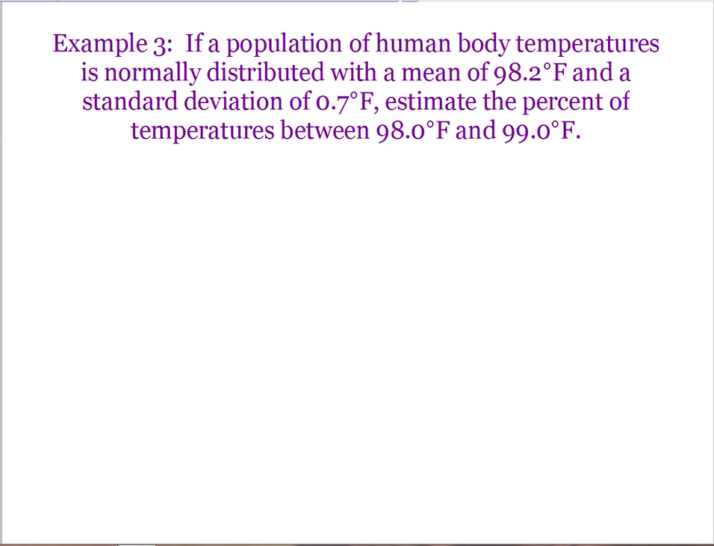So let's look at an example. Let's say that we have a population of human body temperatures, right? That means we've measured hundreds, maybe thousands, maybe tens of thousands of body temperatures, and we found that they were normally distributed with a mean of 98.2 and a standard deviation of 0.7. What we're asked to find is the percent of temperatures between 98 degrees and 99 degrees Fahrenheit.